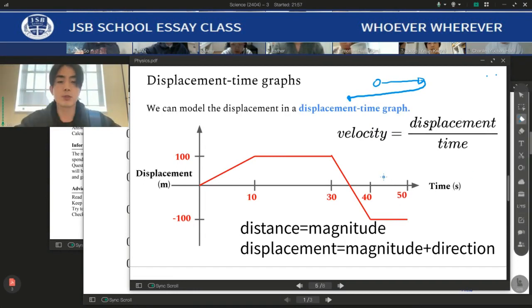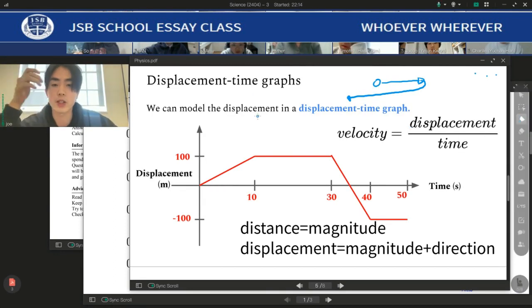Either way, let's look at this question here. It's the same thing. Let's look at from here to here. So what's the velocity from the first journey? Alice, what do you think the velocity is in the first journey?